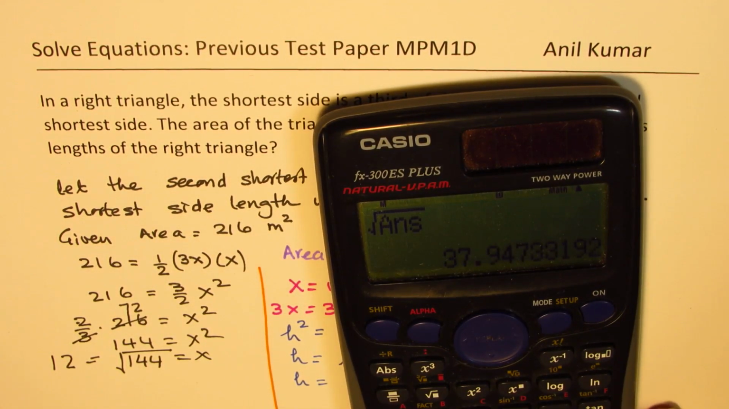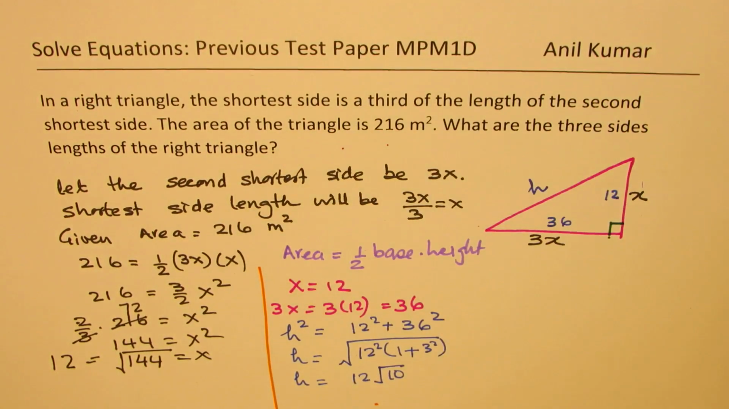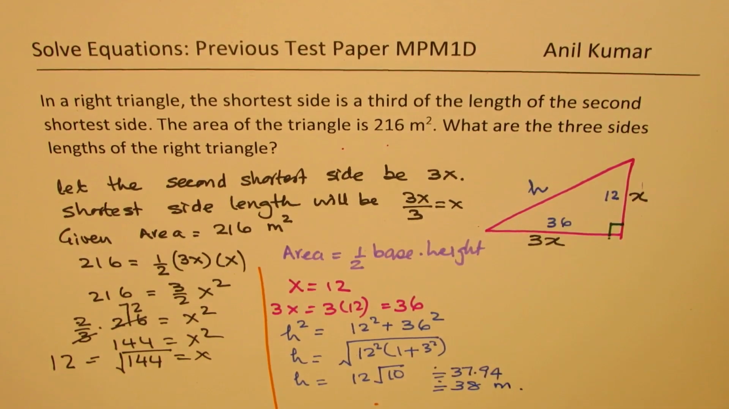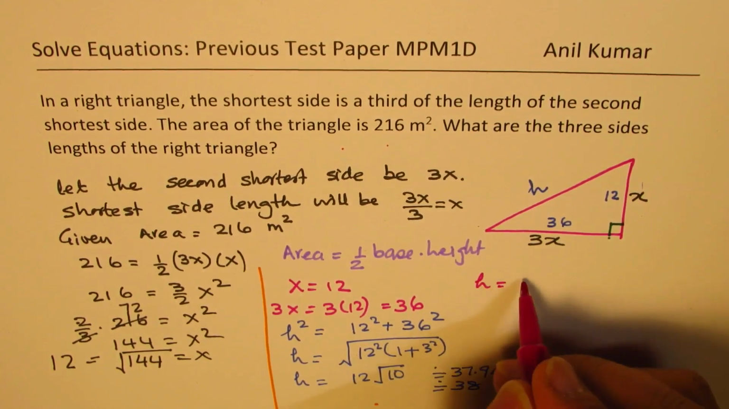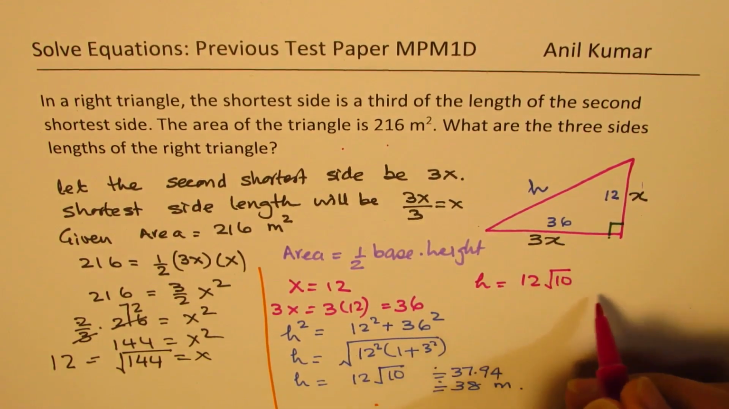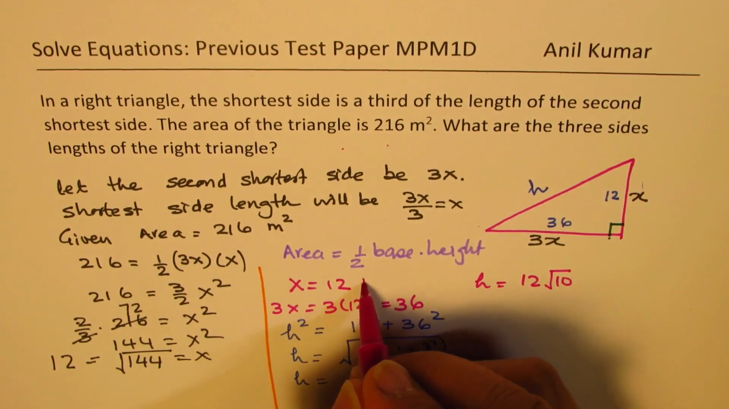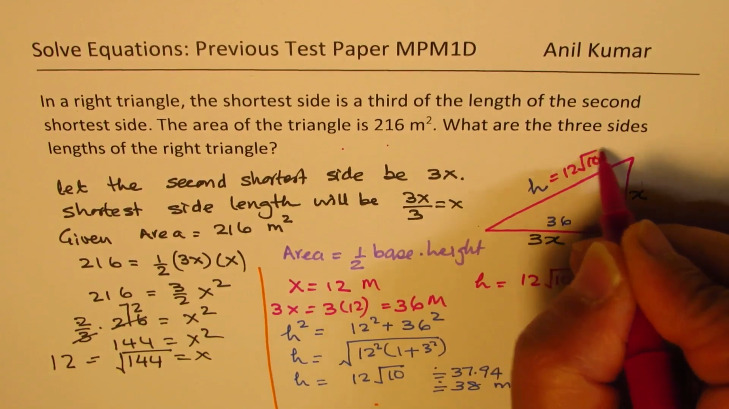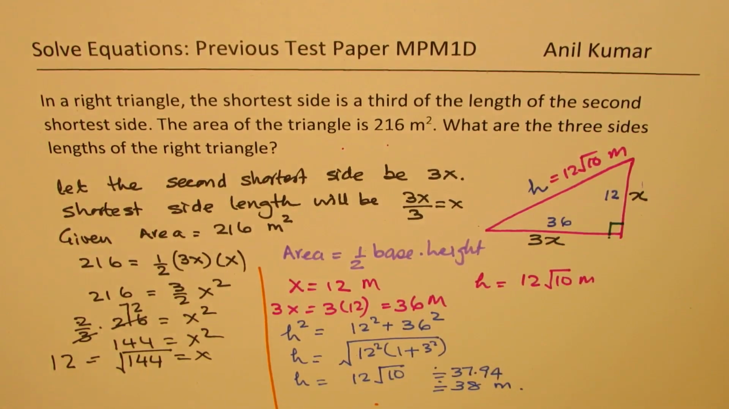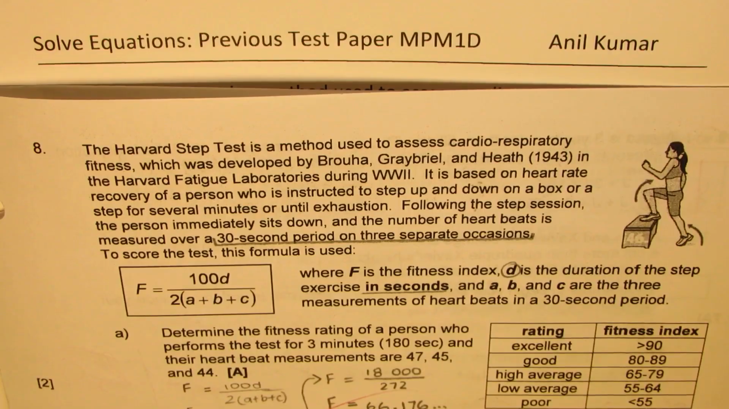If you want decimal value, it is 37.94. You can approximate this to 38. Is that okay? Units being meters. So we get our answer. The third side, hypotenuse, is equal to, exact value is 12 square root 10, and the units here are meters. Clear? So that is how we can solve this question.